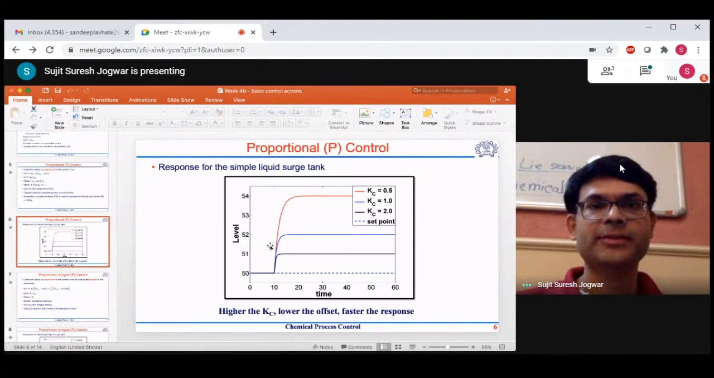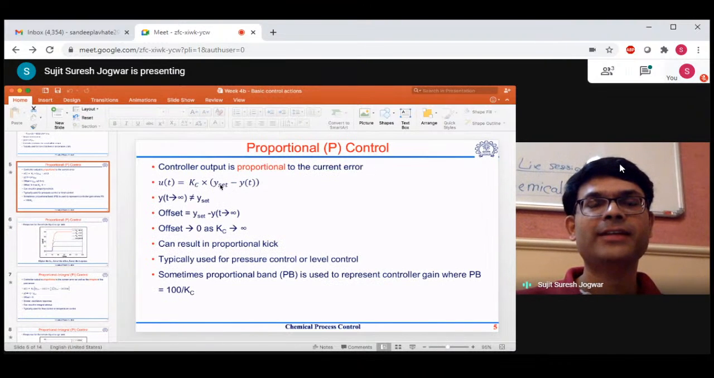So this system, which was a liquid surge tank, I want the level to stay at 50. I think it was the response to a disturbance. The feed flow rate had increased, so the level increased. Your y set is 50 and y is going to be, let's say, 51. So your error is going to be negative.